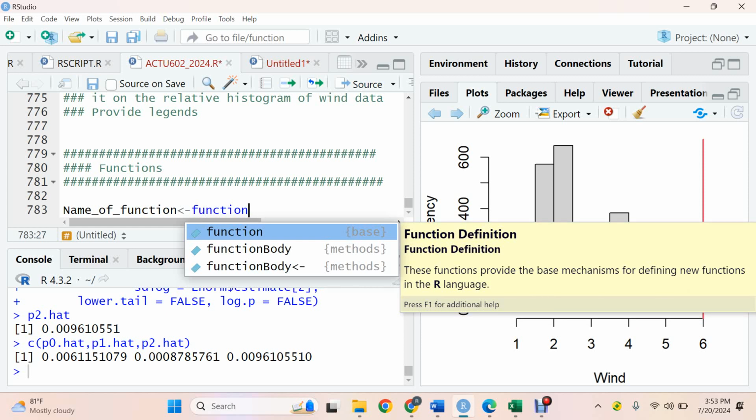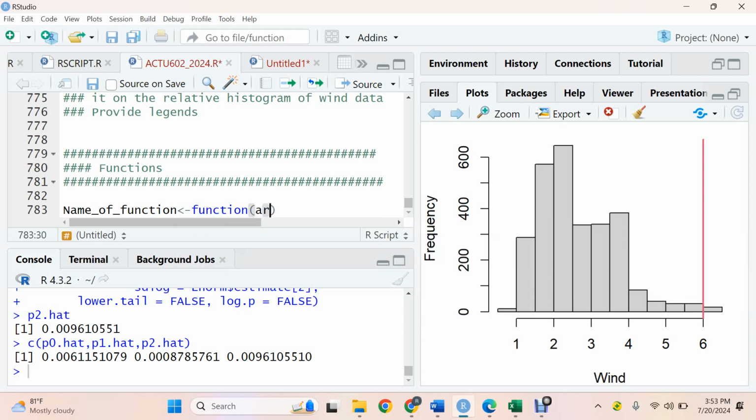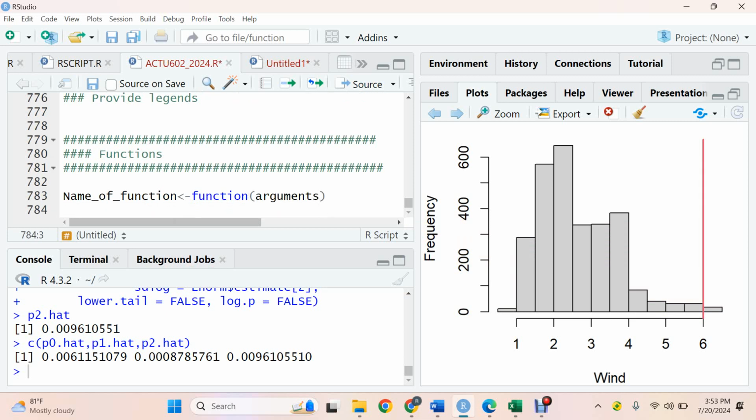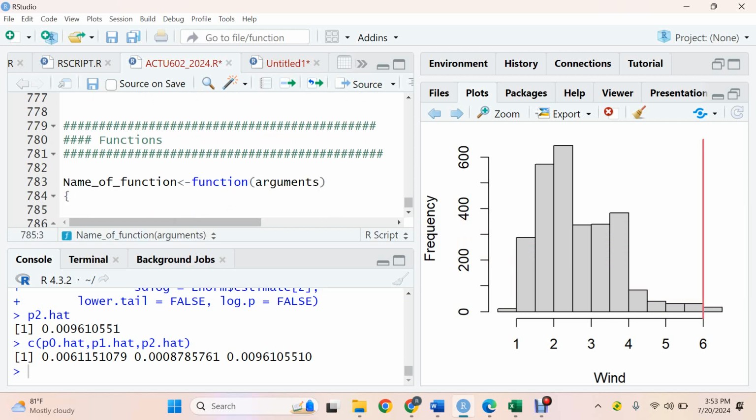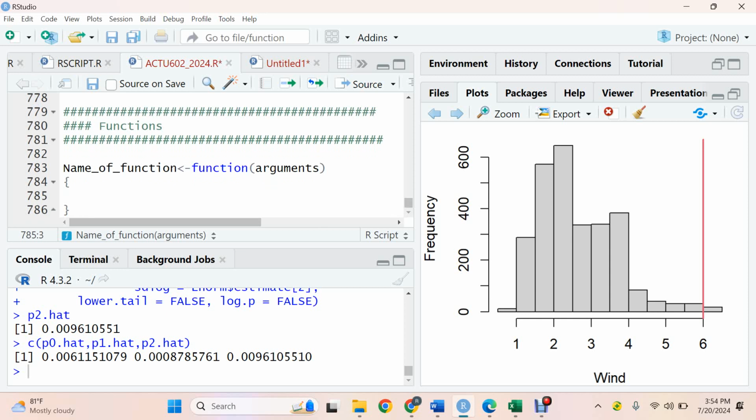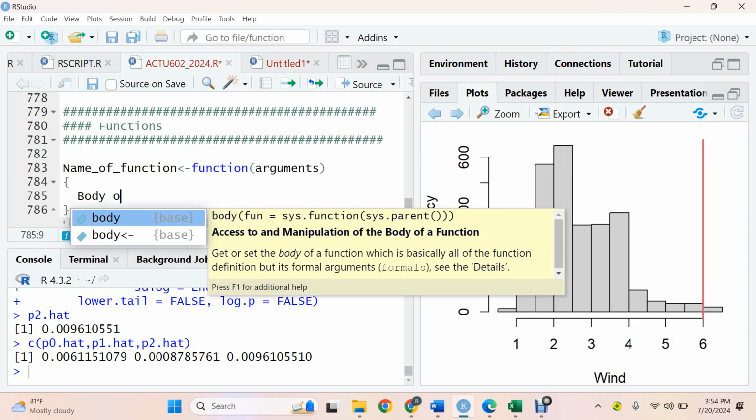So you have the name, the keyword, function, arguments. It will be part of the video as well because I'm recording. Yes, so I'll post it. You have access to it. So yes, these are our comments. All right. Okay, so you have the body of the function.